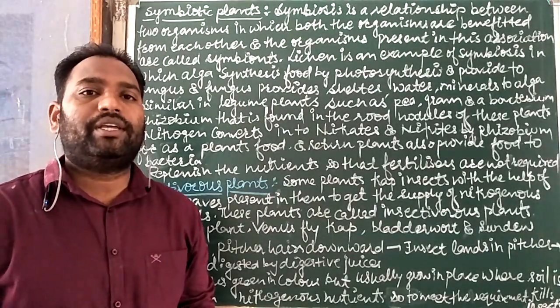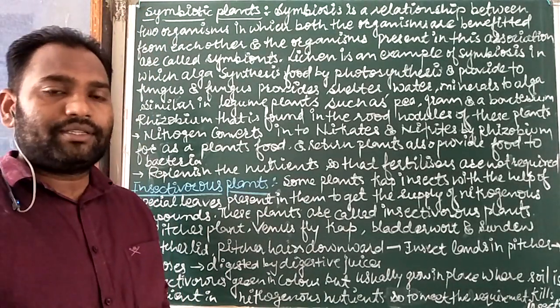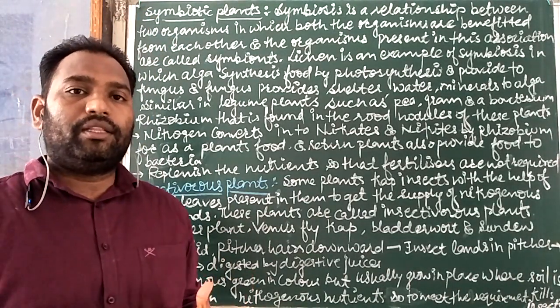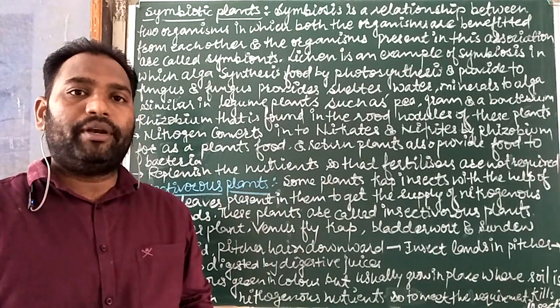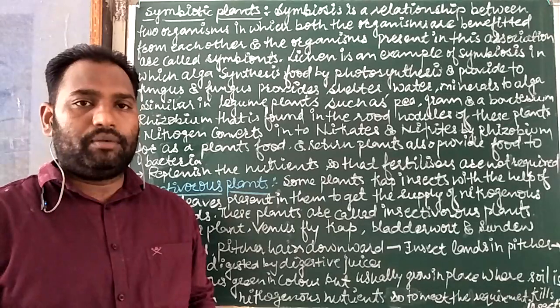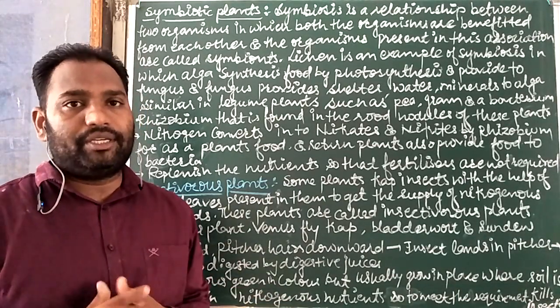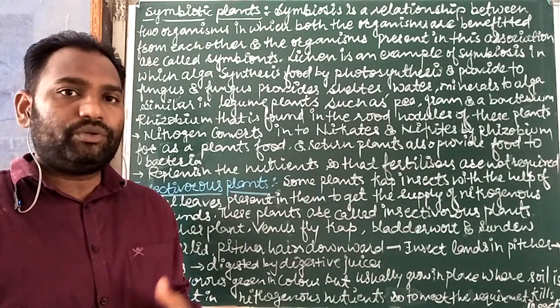Okay students, now we are studying the symbiotic plants. So what are symbiotic plants? Symbiotic plants make a relationship like a symbiosis. Symbiosis means both are beneficial, making mutualism. It means both are giving benefits to each other.